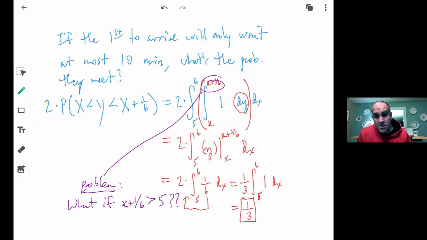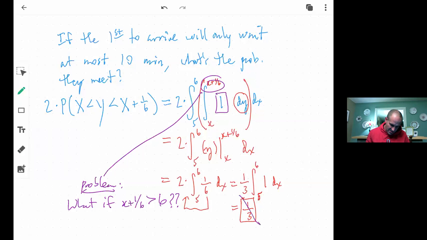But actually there is a problem here. You have to be careful when you do these kinds of things, because remember, x and y have to be between 5 and 6 to contribute anything at all. The density was only something other than 0 if x and y were between 5 and 6. As we let x travel between 5 and 6, there are going to be times when x gets large enough that x plus a sixth is greater than 6. Oops, I put 5, but I meant 6. If x plus a sixth is greater than 6, then what am I doing letting y go all the way up there and acting as if this function should still be 1? That's not allowed.